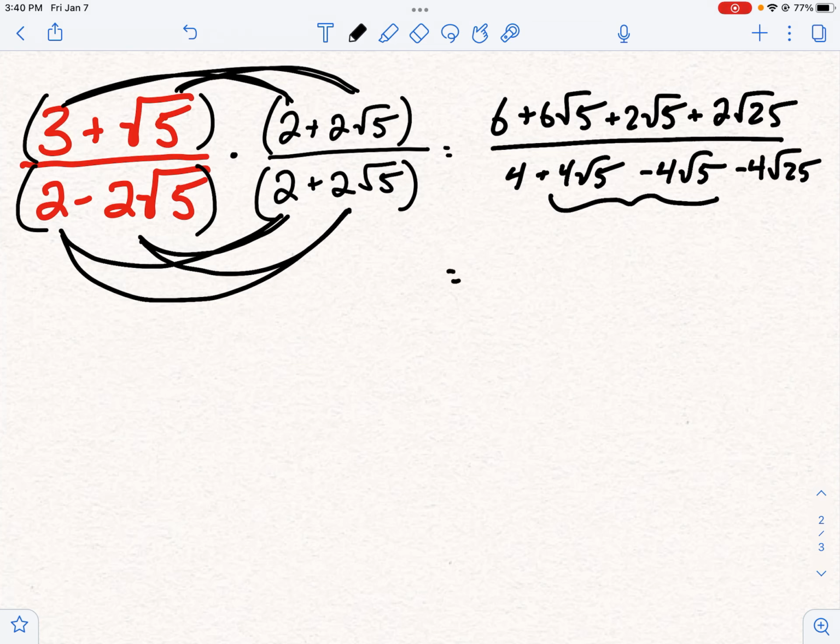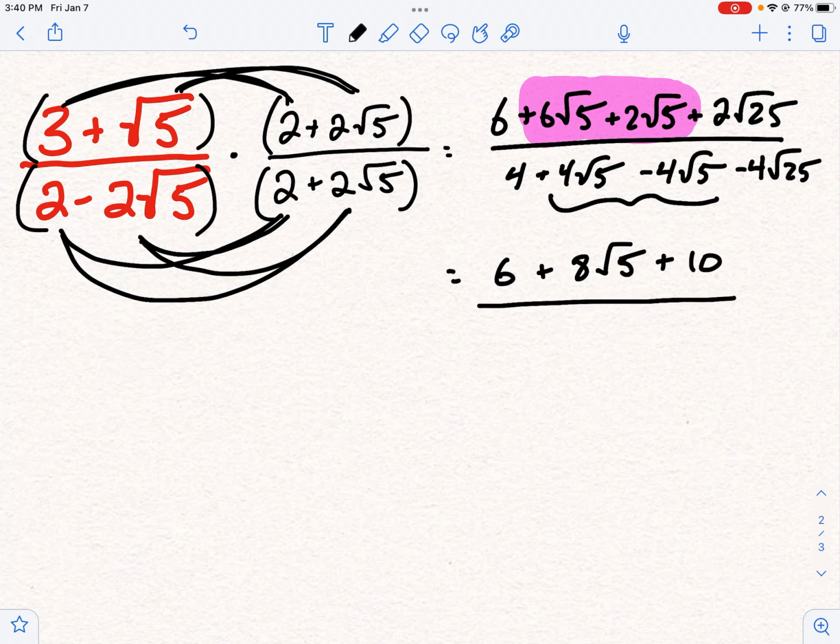Let's make this all neat. So on the top, I'm looking at a 6. I'm looking at these two combining together. They have the same radical, same index, same radicand. So this is going to be 8 roots of 5. And 2 times 5 is going to be 10. So we're going to ultimately combine that 6 and 10 together.